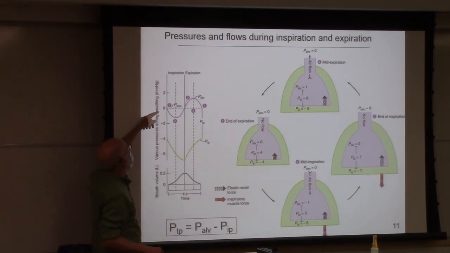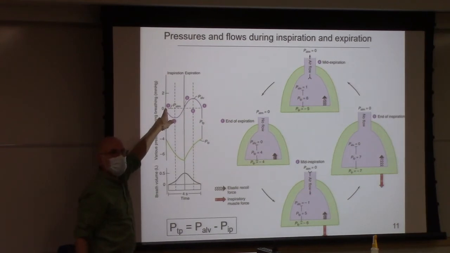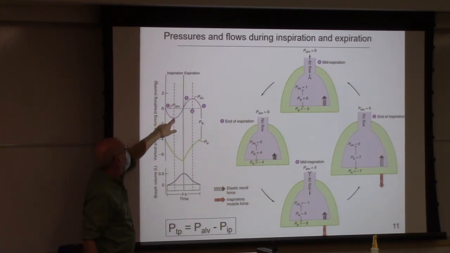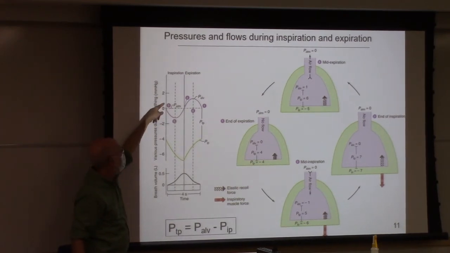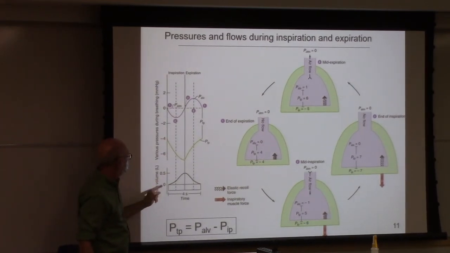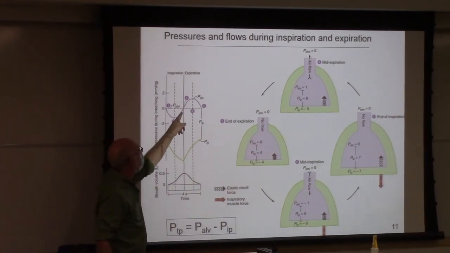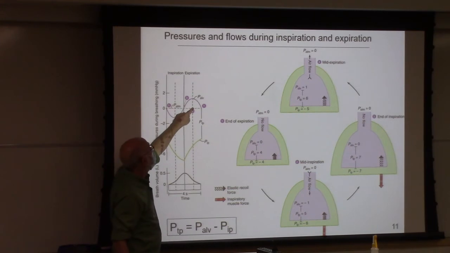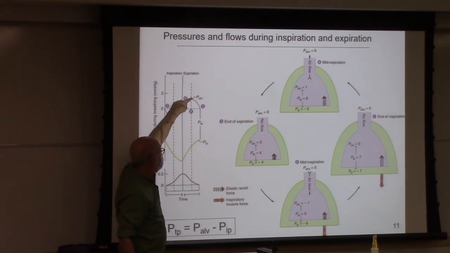So this is looking at air movement. Atmospheric pressure, let's just say it's constant. When we inhale, the pressure in the alveoli is lower than the pressure in the atmosphere, and we get air flowing in. So this is inspiration, and this is expiration. In expiration, the pressure gets higher inside the lungs and forces air out.